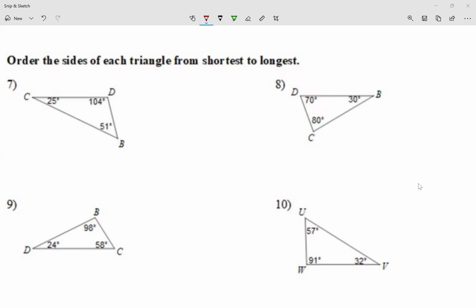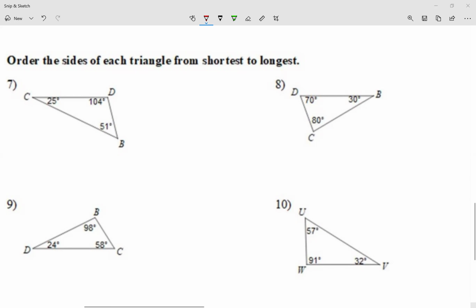Okay, for today's notes, I'm going to be working questions 7 through 10. And I see questions 7 through 10 here. It says, order the sides of each triangle from shortest to longest. So it's talking about the sides, but I'm only given the angles. I'm given the measurements of the angles, but this thing is asking about the sides. Interesting. Let's take a look.